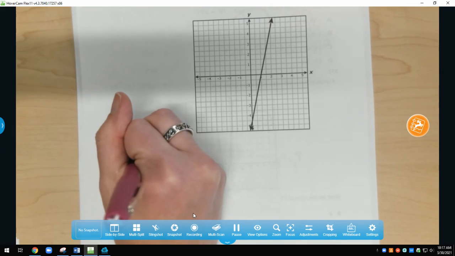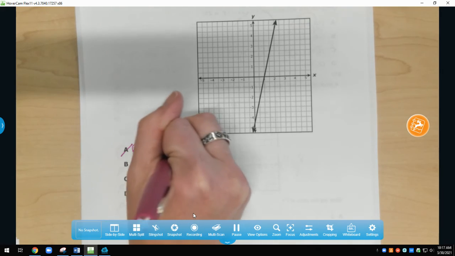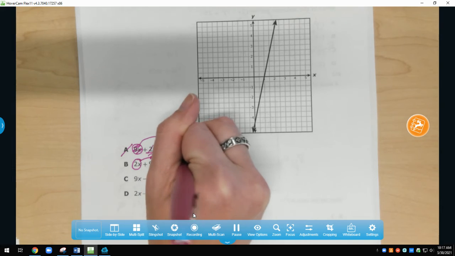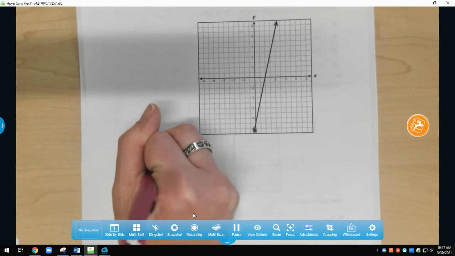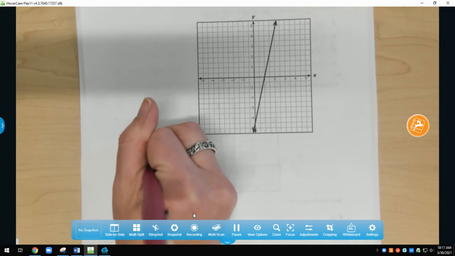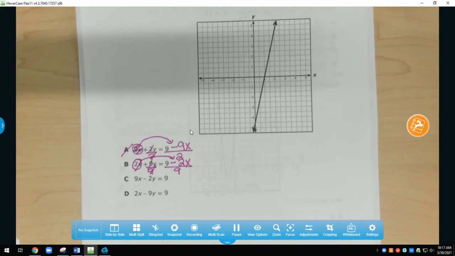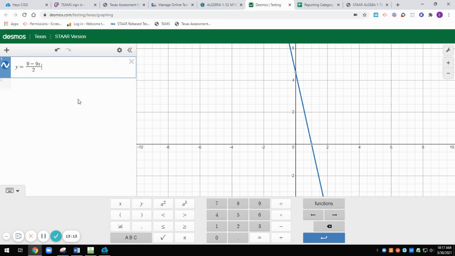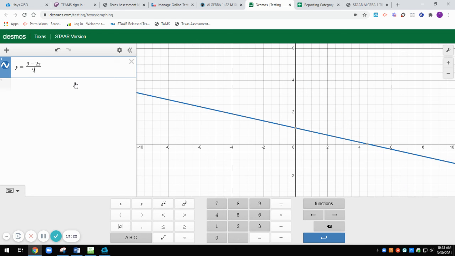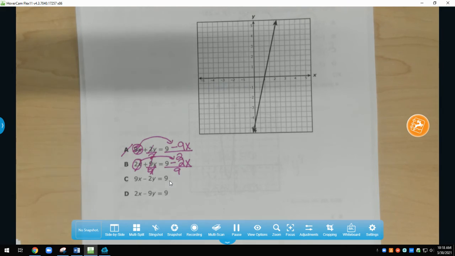So now we're going to go to B. Move the x, change the sign, divide by the number in front of y. So now we're going to go back to Desmos. I'm just going to delete out what we need to change. So change that to a 2, change the bottom to a 9. That one does not match. So we can mark out answer choice B.